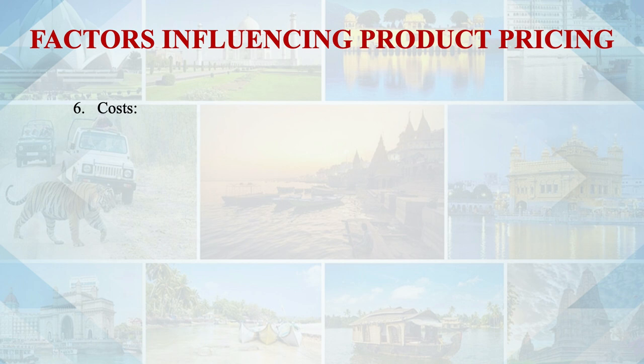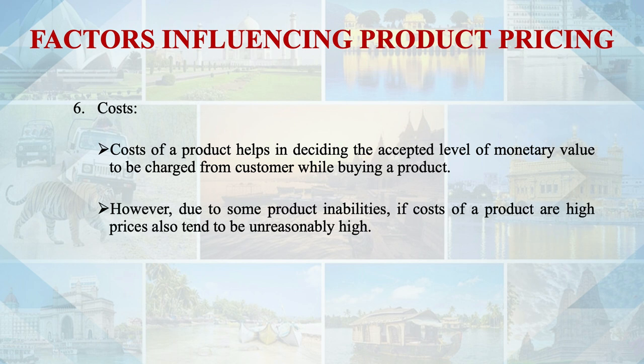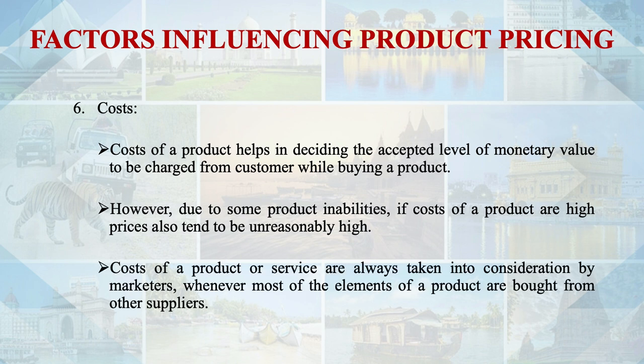The next factor is the cost. Cost of a product helps in deciding the accepted level of monetary value to be charged from the customer while buying a particular product or a particular service. However, due to some product intangibilities or some product inabilities, if cost of a product are high, price also tend to be unreasonably high. Cost of a product or service are always taken into consideration by marketers when most of the elements of a product are brought from other suppliers.